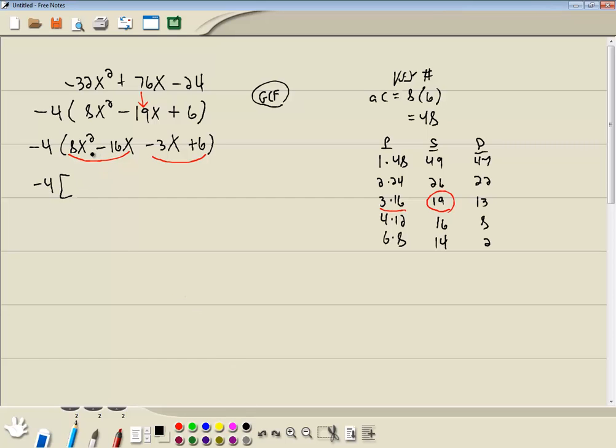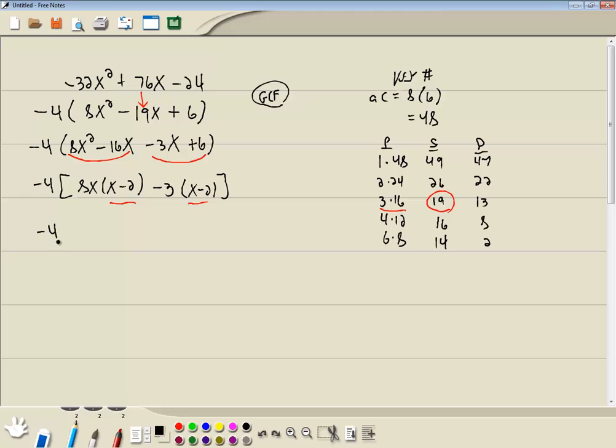Now our first group has an 8x in common, and that gives us x minus 2. The second group has a negative 3 in common. Remember, if your first term is negative, you always bring out a negative. And that gives us x minus 2. Now our goal was to get this parentheses the same as this, which they are.